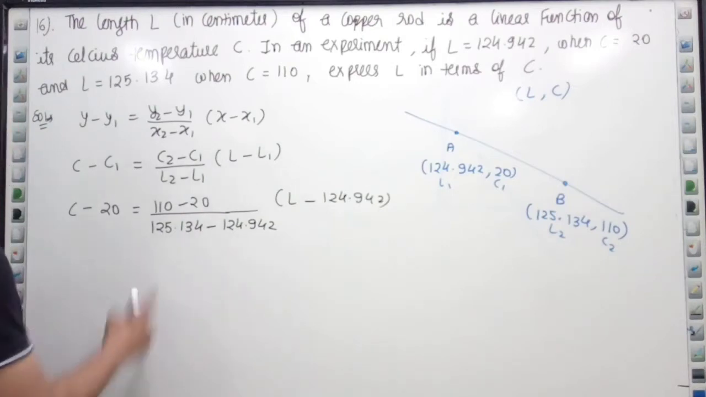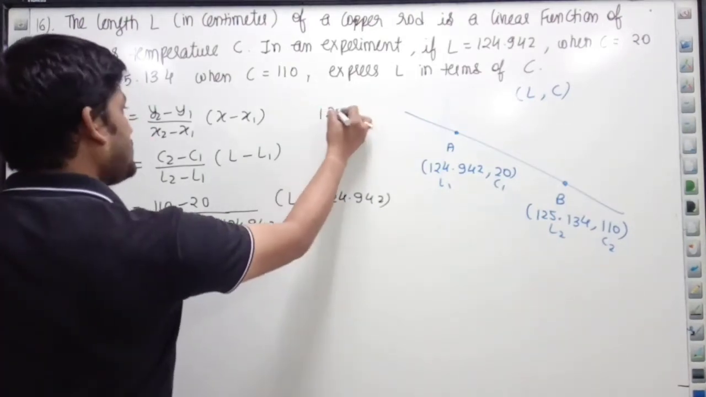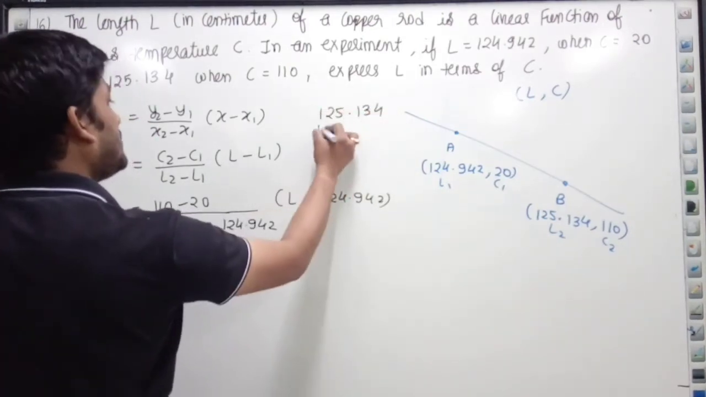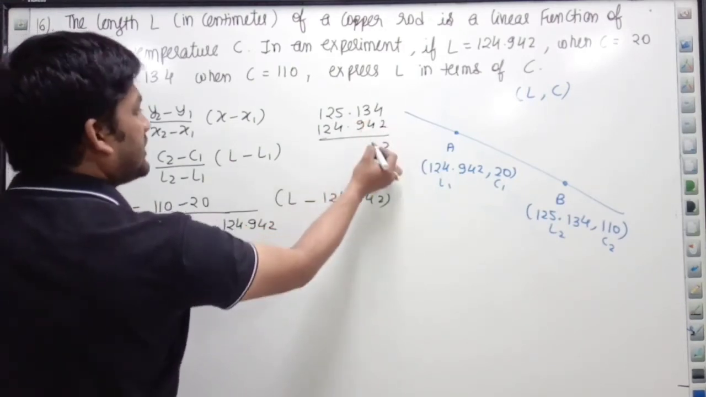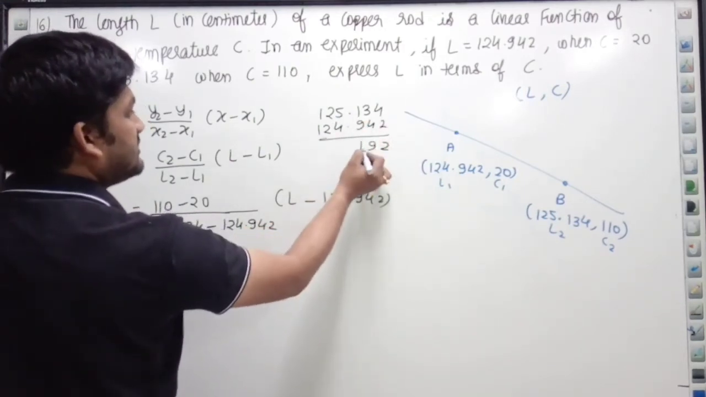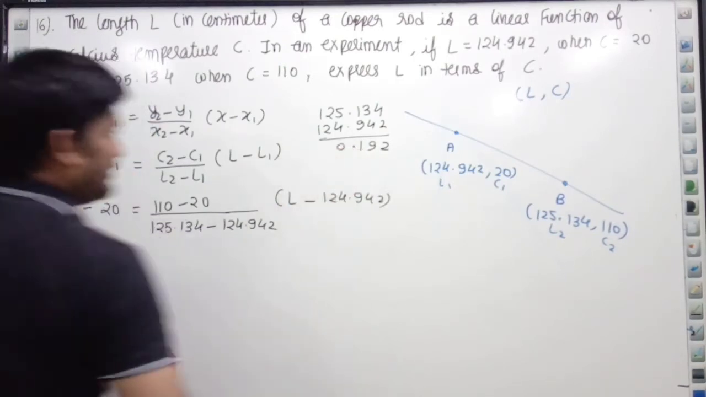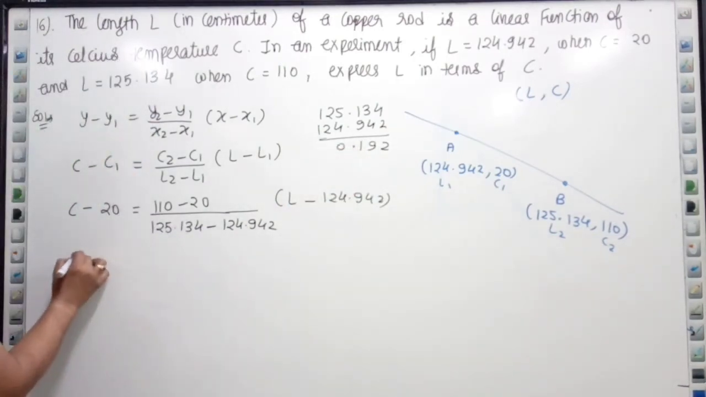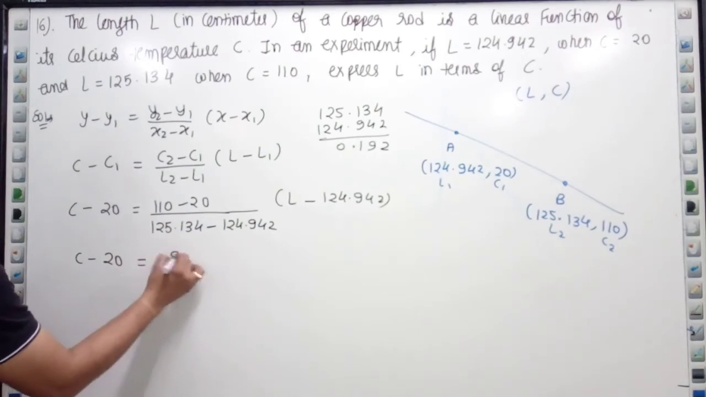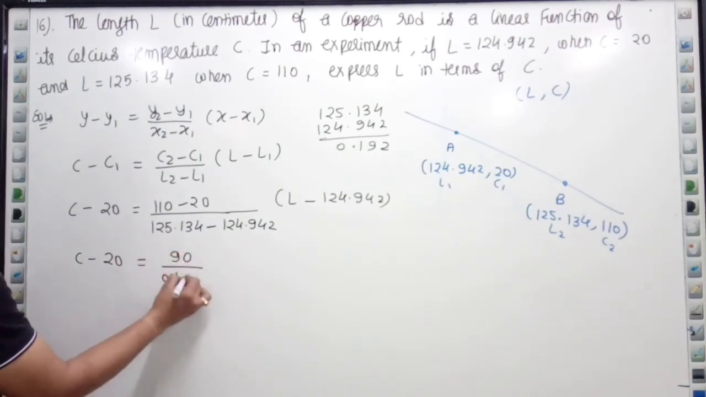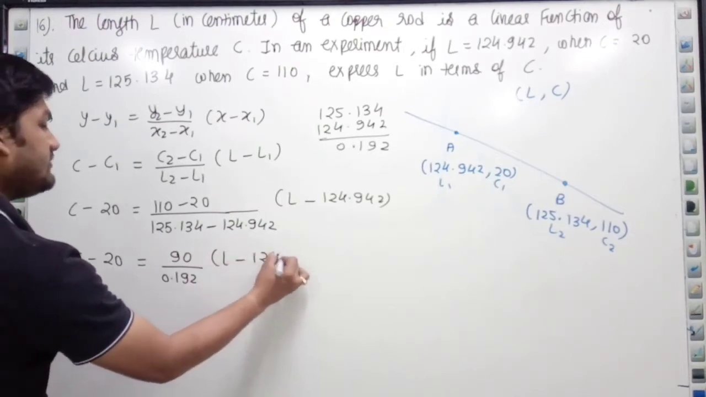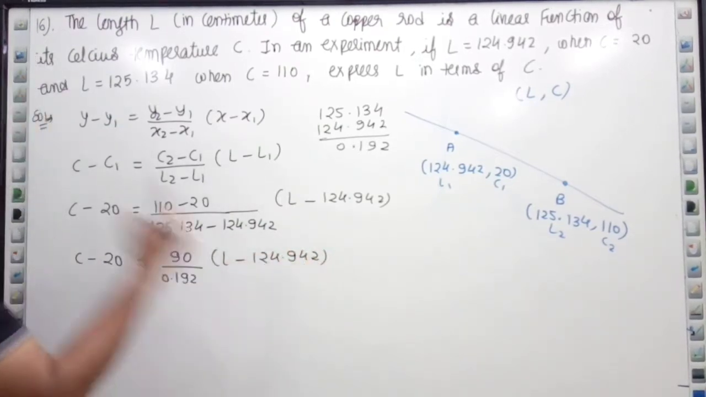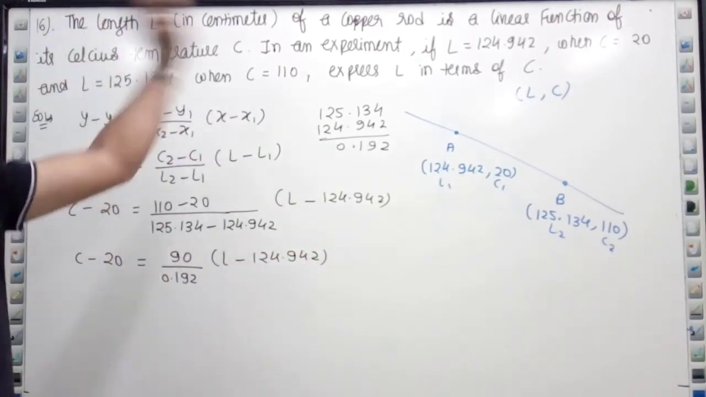L − L1, L1 is 124.942. So if I subtract these two, 125.134 minus 124.942, 4 minus 2 is 2, 13 minus 4 is 9, 10 minus 1 is 0, right? Okay, so I will be having C − 20 = 90/0.192 (L − 124.942). Right? We have to express L in terms of C.